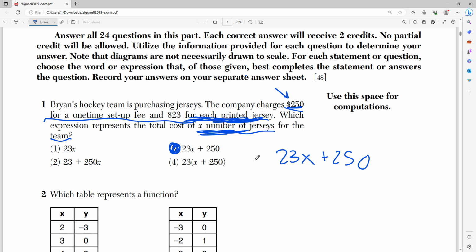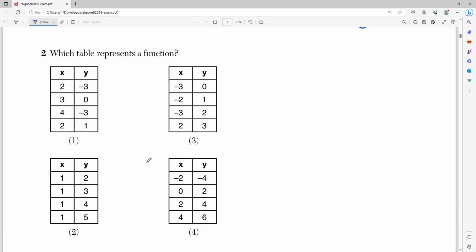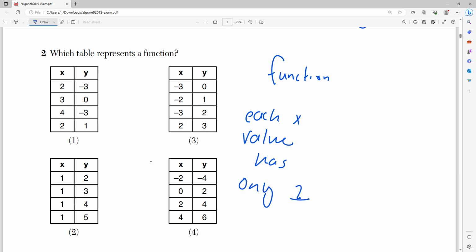Moving on to number 2. It asks which table represents a function. Guys, remember, a function is a relationship where each x value has only one y output. Only one, right? So knowing this, we can eliminate all of these choices.